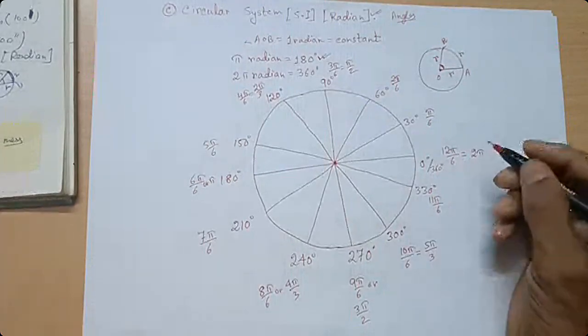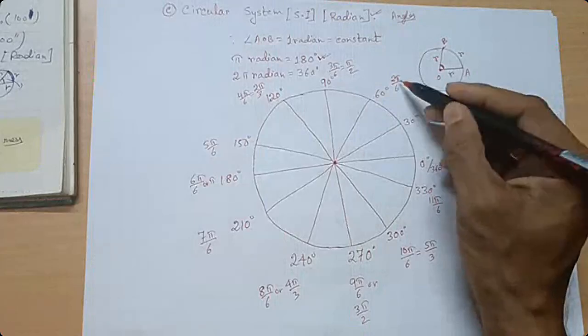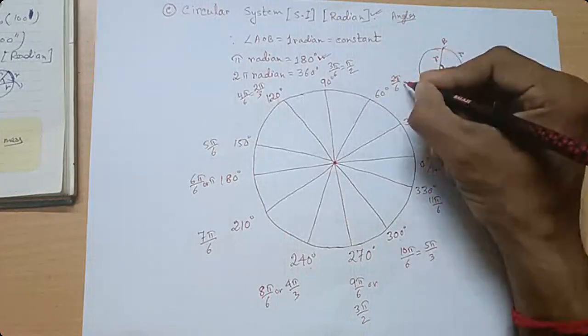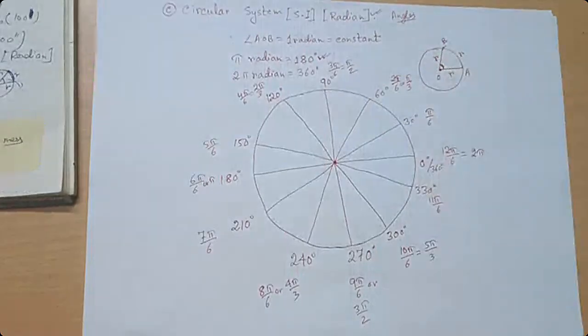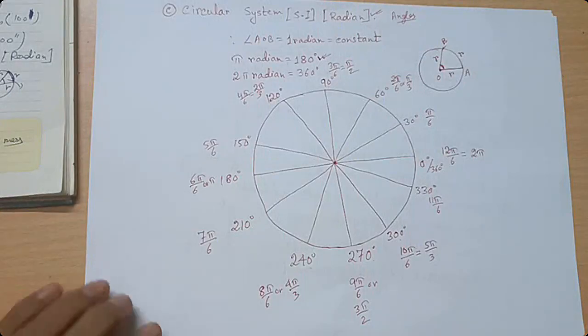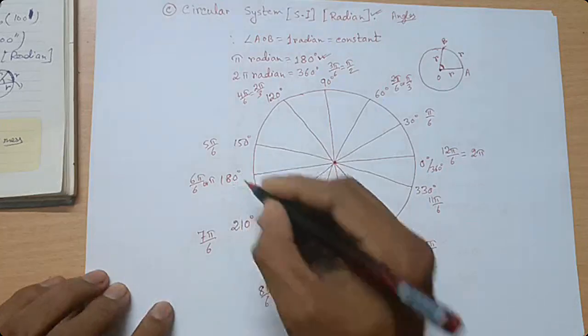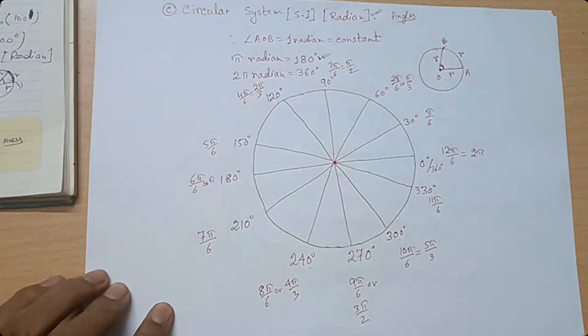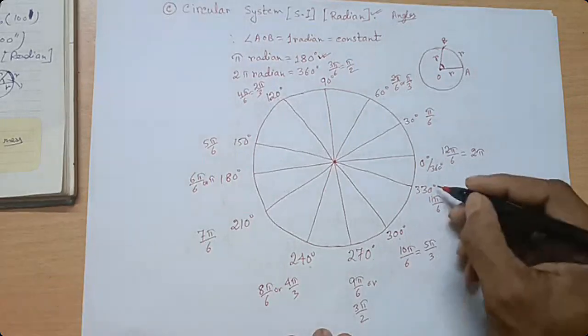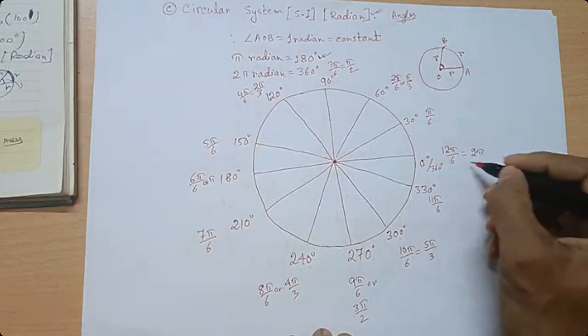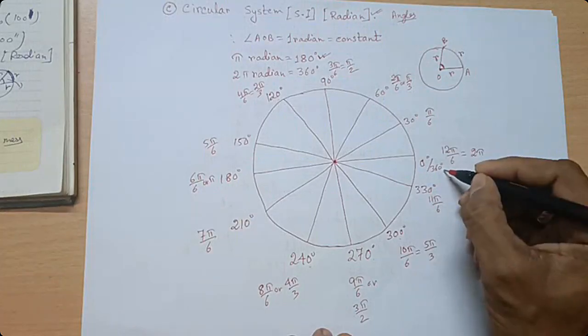Right? Therefore, what you get is that pi by 6 means 30 degree, 2 pi by 6 can be written as pi by 3, and that is 60 degree. And pi by 2, that is 90 degree, 2 pi by 3, 120 degree, 5 pi by 6, that is 150 degree, and 6 pi by 6, that is pi or 180 degree. 7 pi by 6, that is 210 degree. 8 pi by 6 or 4 pi by 3 is 240 degree. 3 pi by 2 is equal to 270 degree. 300 is 5 pi by 3 and 330 is 11 pi by 6 and 2 pi is 360 degree.